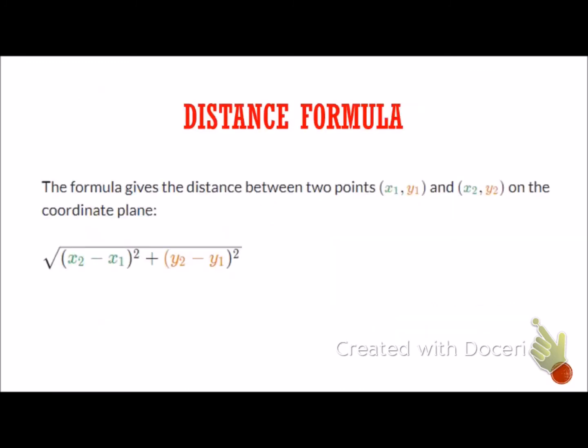Alright, so let's give the actual definition. So the distance formula is a formula that gives the distance between 2 points, x1, y1, and x2, y2 on the coordinate grid. And this is the actual distance formula. Make sure you copy it down in your video notes.